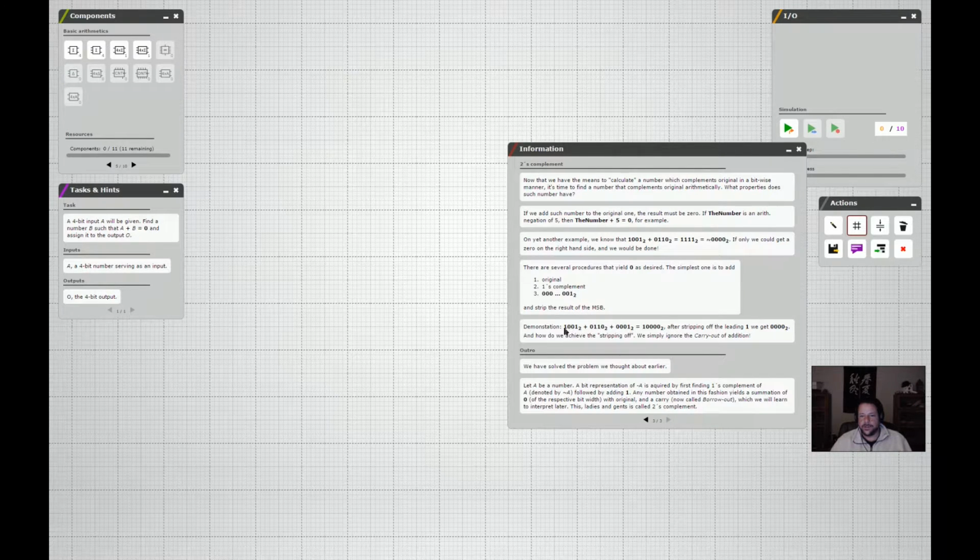So what they're saying is 1, 0, 0, 1 in binary plus 0, 1, 1, 0 in binary plus 0, 0, 0, 1 in binary equals 1, 0, 0, 0, 0 in binary. After stripping off the leading 1, we get 0. How do we achieve the stripping off? We simply ignore the carry out of addition. So that is what they're saying about it.